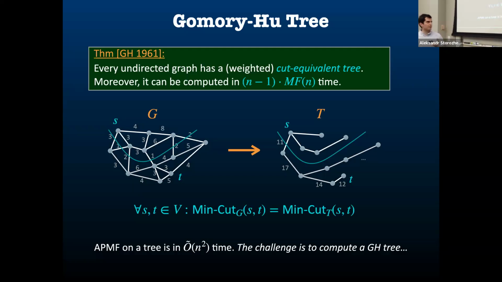So really the question is, how do we get the trees? And they gave this n times max flow algorithm. If we could get the tree faster, we would have a faster algorithm for all pairs max flow.